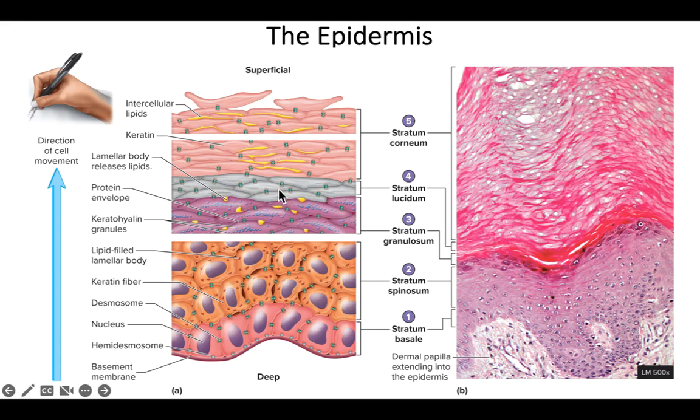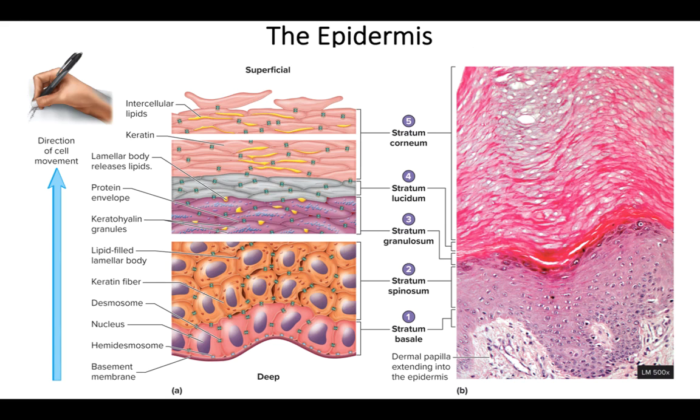All right. So lucidum is called the lucidum because the cells are translucent. They're kind of clear looking, and it's not that easy to see that on a real micrograph. So that's where the drawing is useful. So stratum lucidum only in thick skin, palms of your hands, soles of your feet. Cells are dead by now.